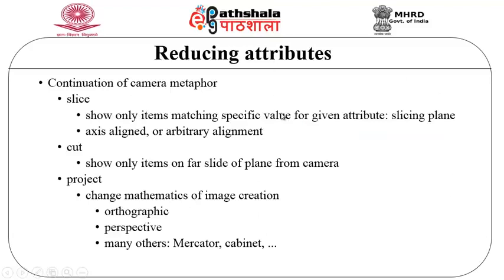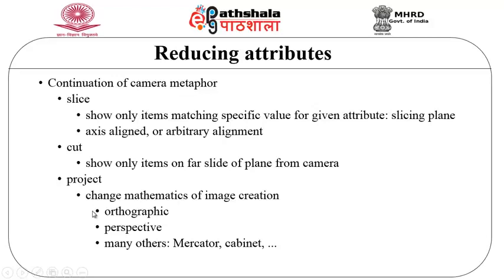In the case of focus plus context, we try to reduce the number of attributes as such. Reducing the number of attributes is in continuation of the camera metaphor. There we try to make a slice of the given object. Slicing an object is showing only the items matching a specific value for the given attribute, which is done using a slicing plane. Then you have the axis aligned or the arbitrary alignment as such. The next one is a cut. The cut only shows the items on the far side of the plane from the camera.